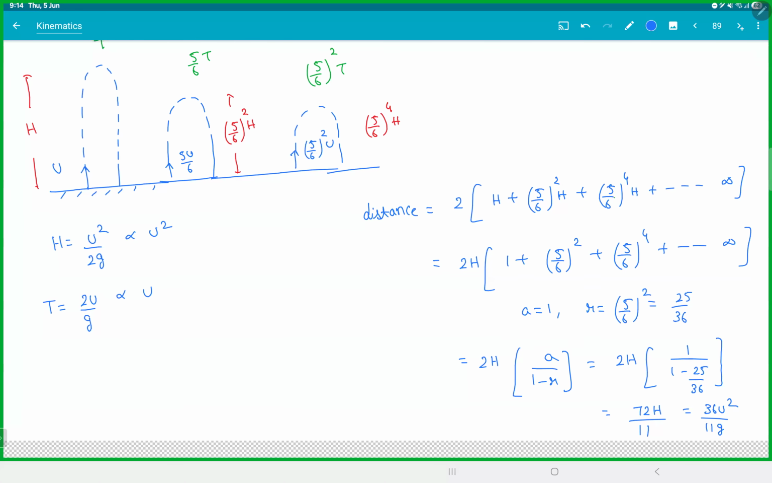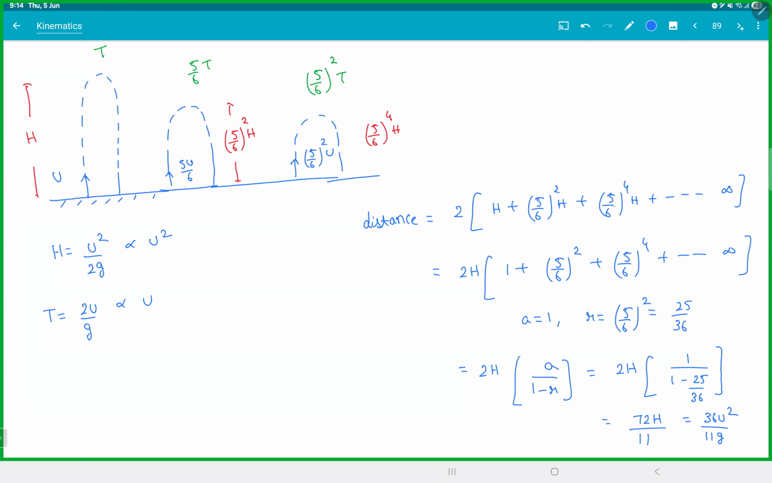That's your distance, everyone. Similarly, I can do the same thing for time. Time will be t plus 5/6 t plus (5/6)² t, and so on till infinity. Take out t common, you'll get a sequence there. That will be 1 by 1 minus 5/6, that would be 6. T is nothing but 2u by g, so that is 12u by g. That's your time of flight.